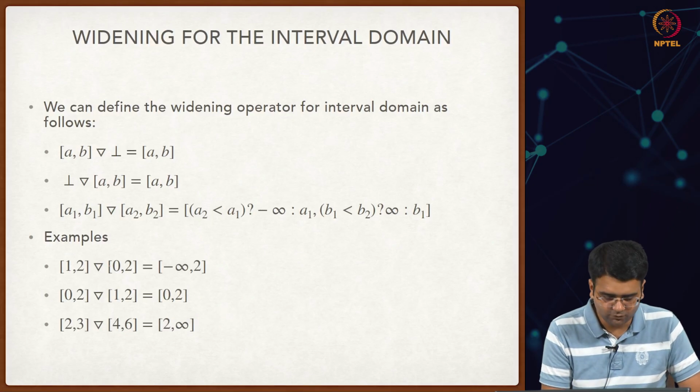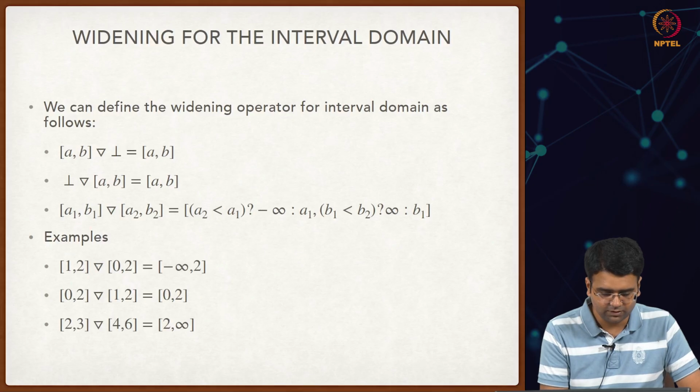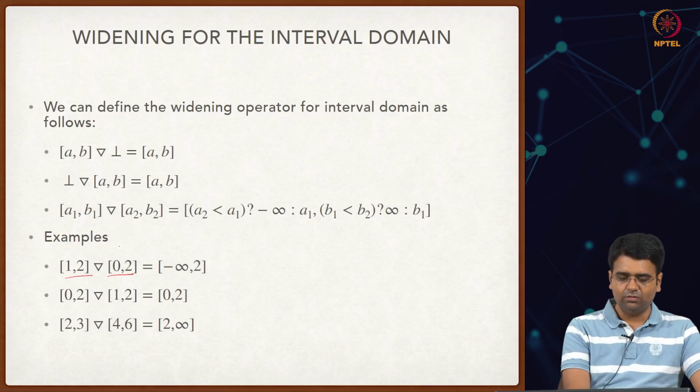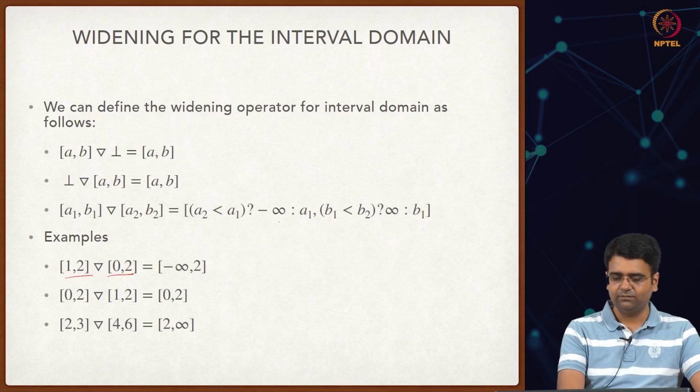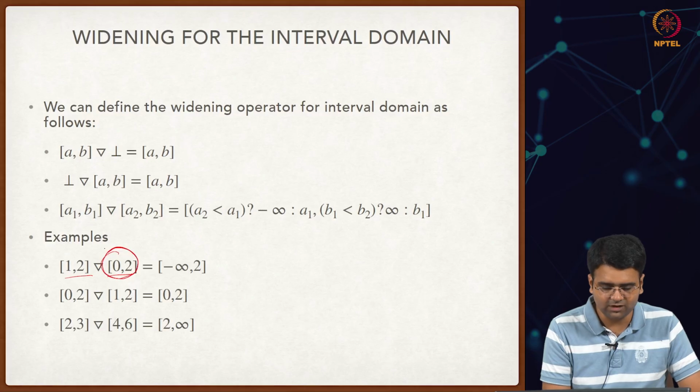So intuitively, what has happened is that, if you look at the right operand, so there are two operands to the widening operator, the way that the widening operator is defined. So if you look at the right side interval, the right operand, the second operand to the widening operator, if its lower limit is less than the lower limit of the first operand, then we simply make the lower limit minus infinity.